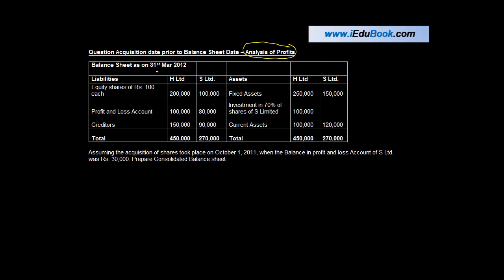Balance sheet as on 31st March 2012 is given as under. You have the liabilities for H Limited and S Limited, then you have the assets for H Limited and S Limited. You have fixed assets, and you have investments in 70% of shares in S Limited, which are reflected in the books of H. This means H is holding shares in the company S Limited, and how much? 70%. Current assets, creditors, profit and loss account, and equity share capital.